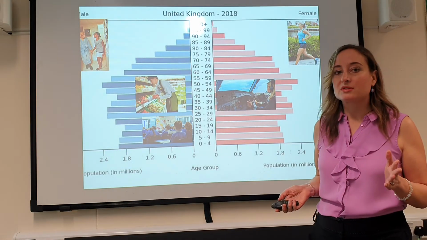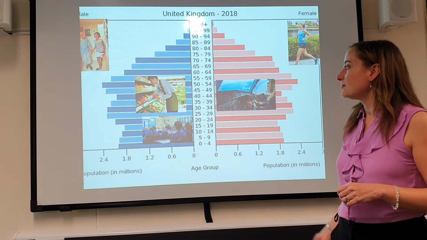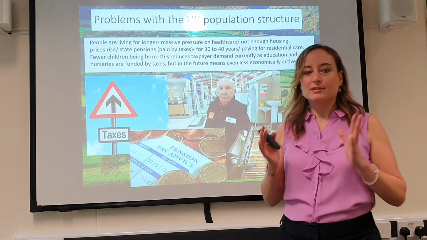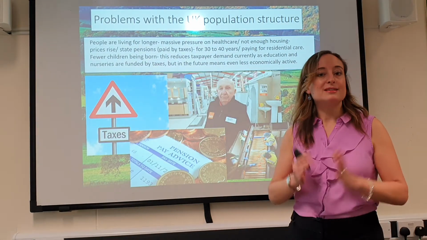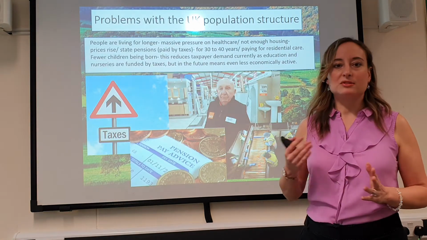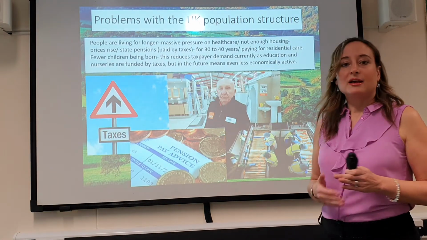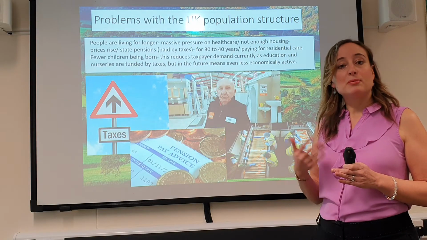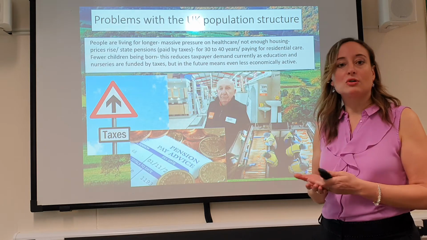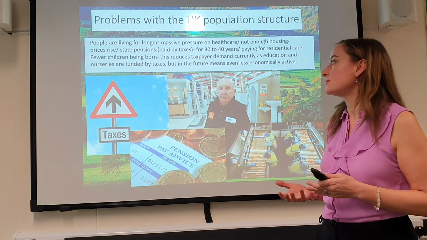Now you might have already started to work out some of these problems. So the main problem here is that people are living for longer. Now this isn't a bad thing that people are living for longer, it's a really good thing. It says lots of good things about our country. However, it does lead to lots of problems. The problems it leads to is you get a big pressure on healthcare. So when people get older, they do often need to go to hospital, they need to see the doctor more regularly, and that costs the taxpayer money. So that costs lots of money for society.